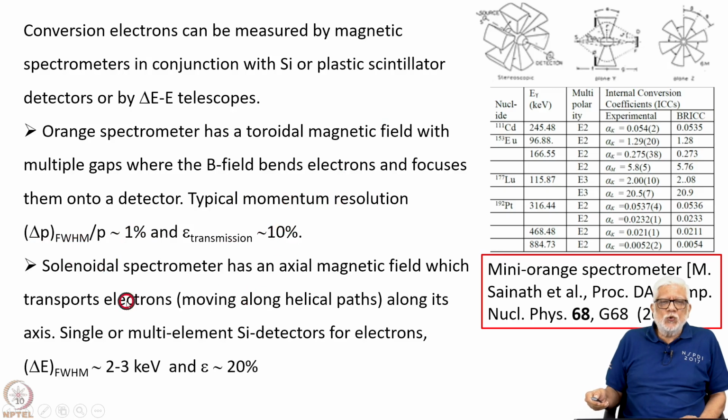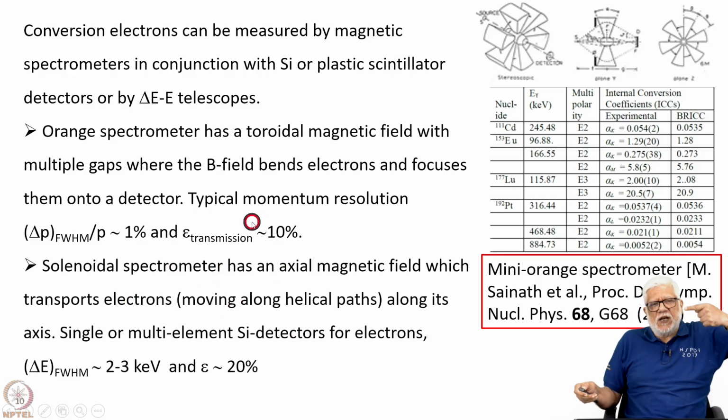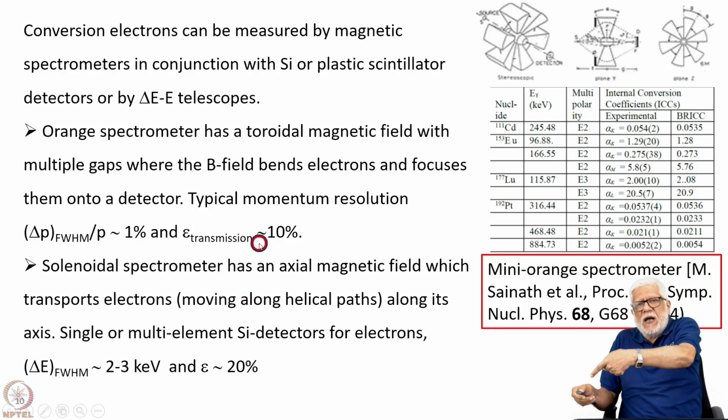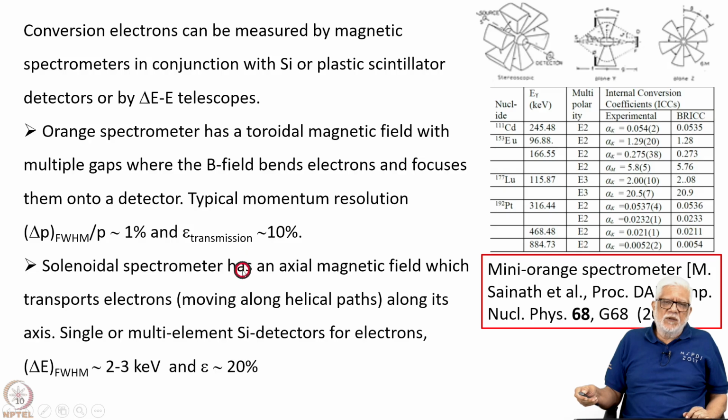You can also use a solenoidal spectrometer which has an axial magnetic field and which transports electrons through their helical paths onto a detector, which could be a single or multi-element silicon detector. And there, of course, the resolutions are of the order of 2 to 3 keV at about an MeV, and you can have very high efficiencies. And so you can make the solenoidal spectrometer either from a copper coil at room temperature, passing a current through that and getting this axial field, or you can have a superconducting solenoidal spectrometer.